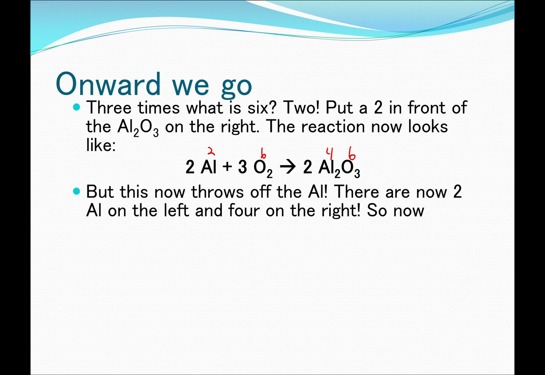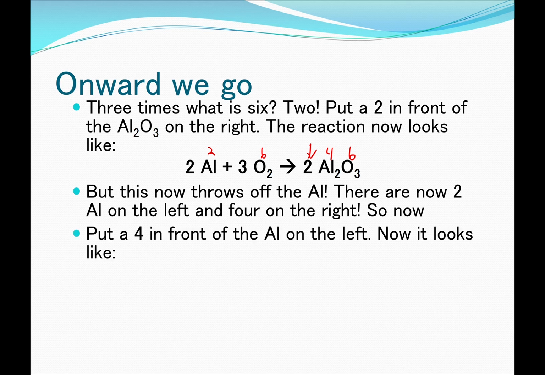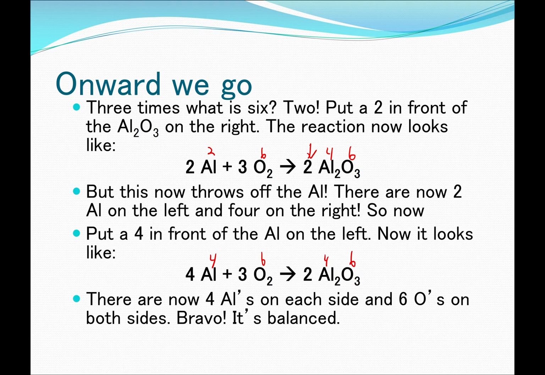So you can kind of see this stepwise. Aluminum's now off, so we have to adjust this. If we change this number here, it's going to affect the oxygen. If we deal with a substance that only has 1 species involved, it's a little bit easier to balance. So if we put a 4 in front of the aluminum, that's not going to affect anything else but the aluminum. We change that 2 to a 4. Now we're left with 4 aluminums, 6 oxygens, 4 aluminums, and 6 oxygens. Now this is balanced.